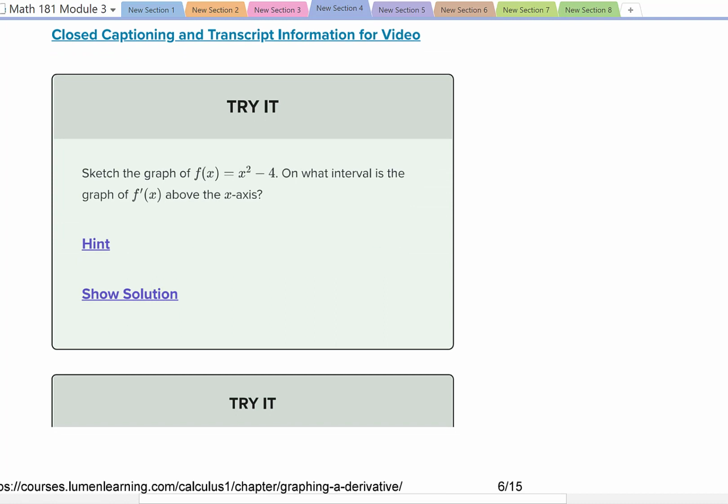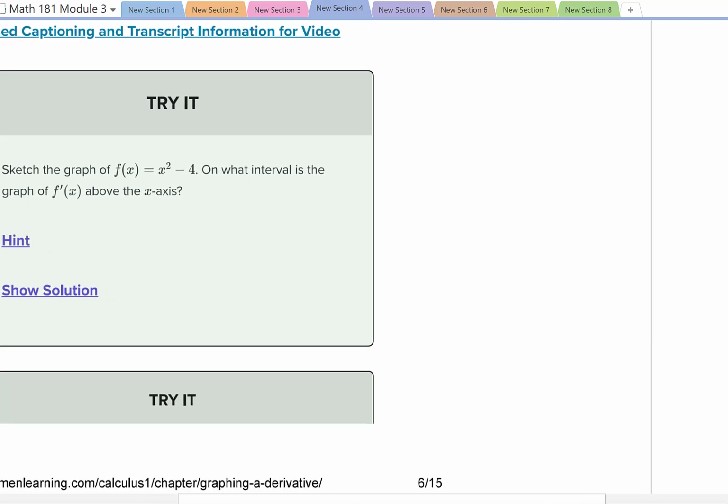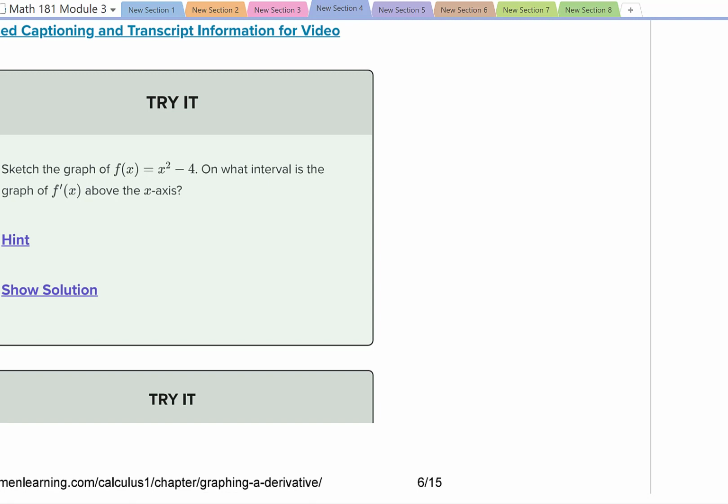It says sketch the graph of f of x equals x squared minus 4. On what interval is the graph of f prime of x above the x-axis? So if we were to graph this, draw an axis system.